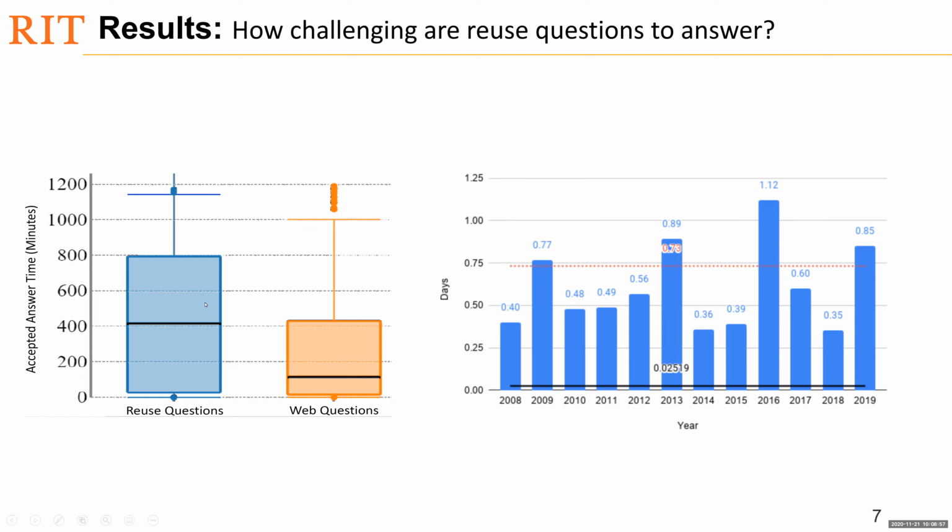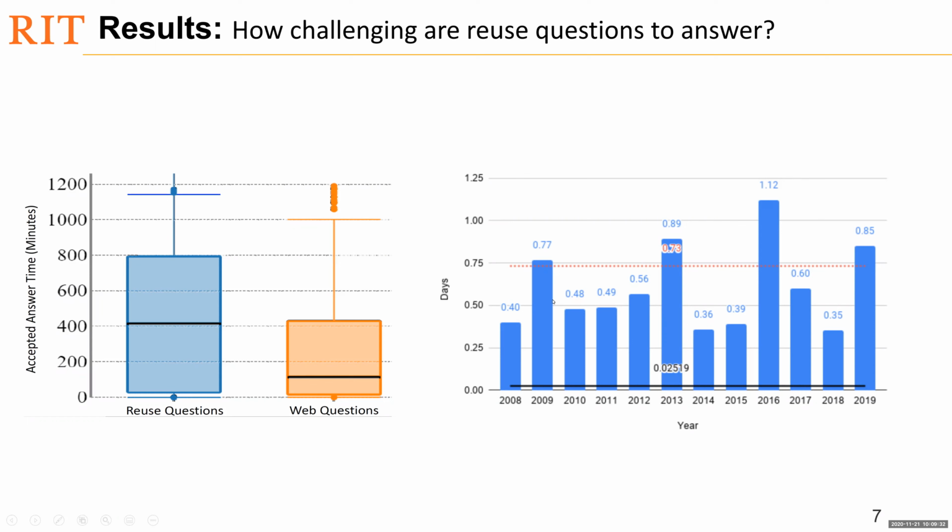The box plots present the distribution of time to receive an accepted answer for the reuse questions and web questions. We observed that the time needed to mark an answer as accepted for web questions is below 400 minutes, in contrast with the reuse questions, which have a much wider spread and go up to 800 minutes. The difference between the two groups is found to be statistically significant.